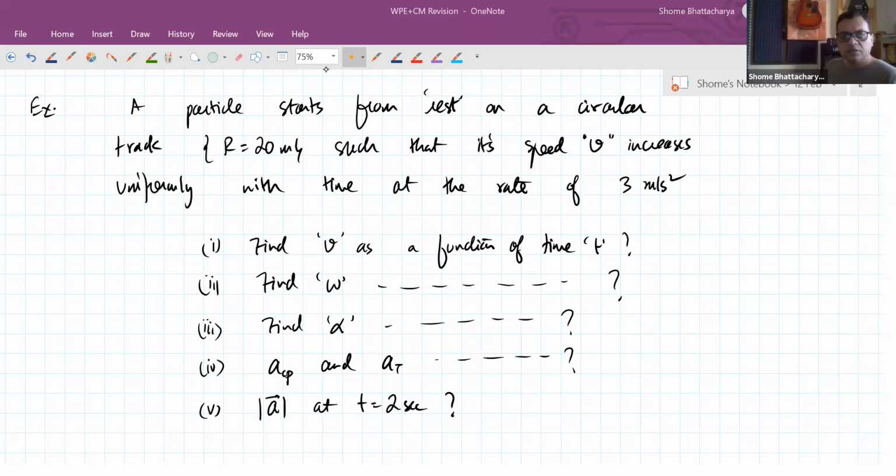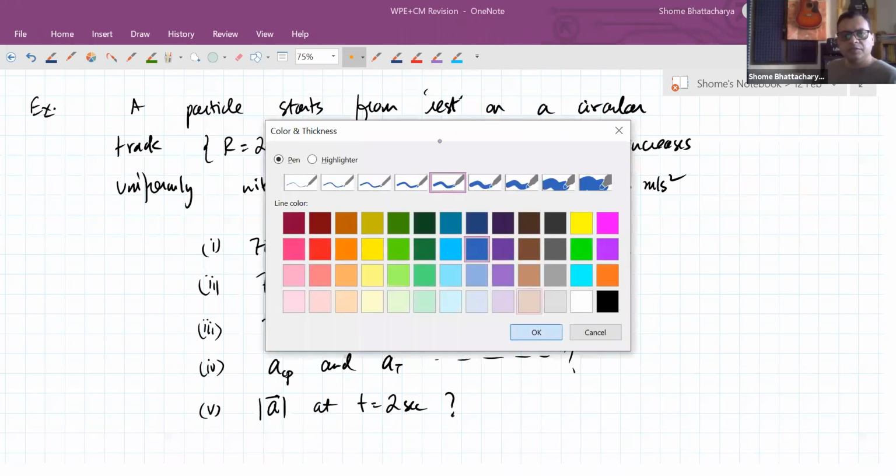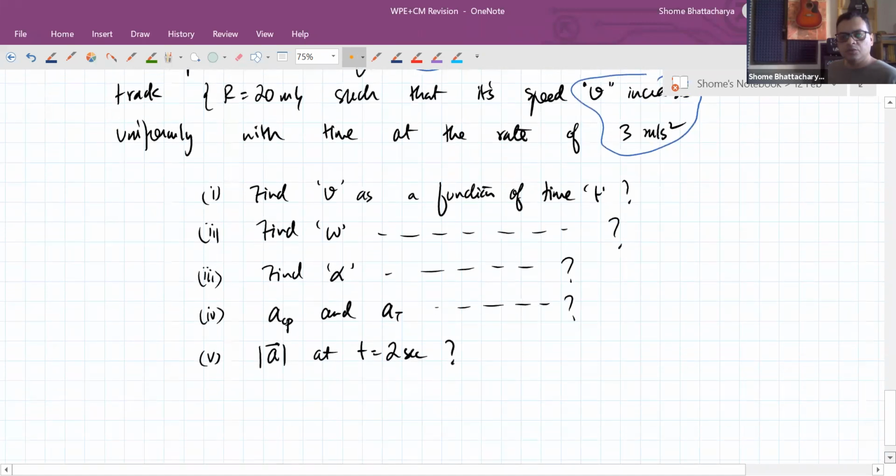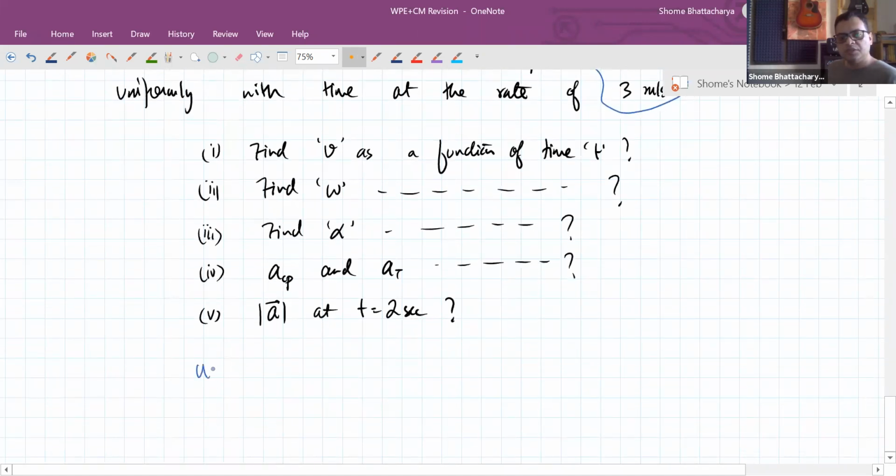Okay, so let us understand the solution of this question. First of all, you can see that the information given to us is that it starts from rest and that the speed increases with time at the rate of 3 meters per second square. So we know that initial speed is 0 and the rate of change of speed is 3 meters per second square, uniform.